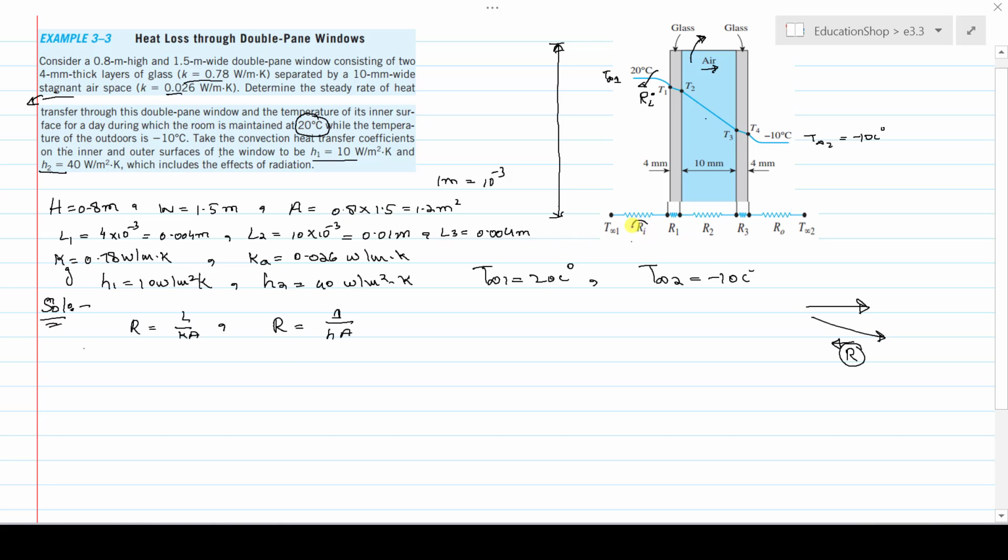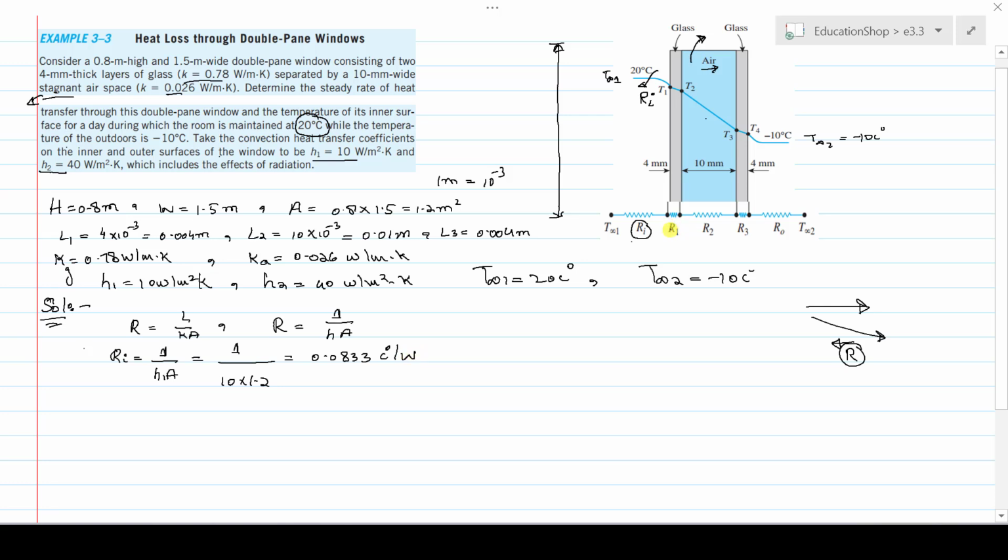The first resistance offered to the heat transfer is Ri. This is the inside of the double-pane window, and this resistance is offered by convection heat transfer. So we can say that it is equal to 1 divided by H1A. What is the value of H1? That is given, and I have already written, that is 10 watt per meter square Kelvin, multiplied by the surface area, which is 1.2. Calculate that on calculators.